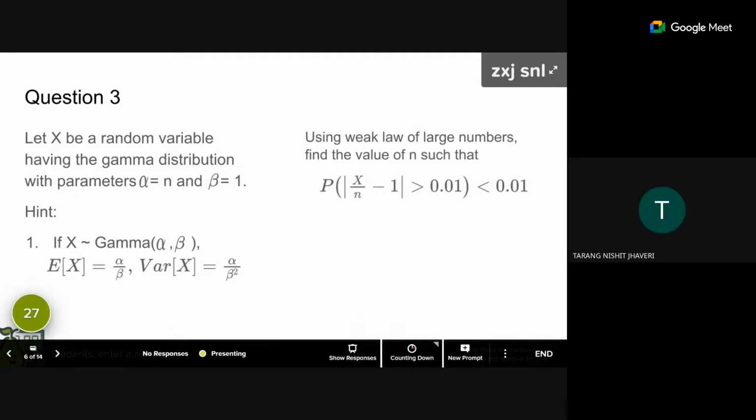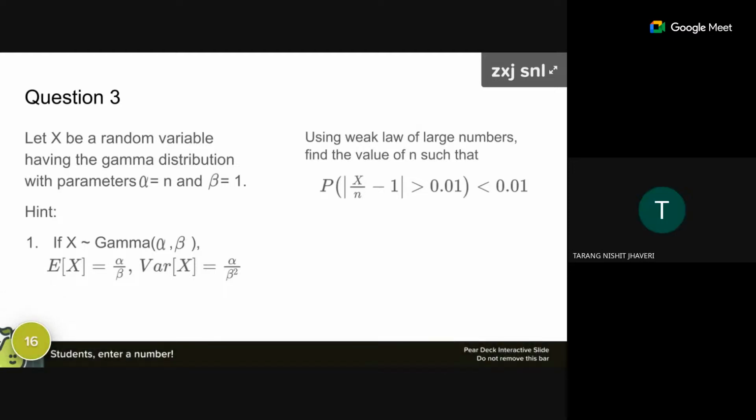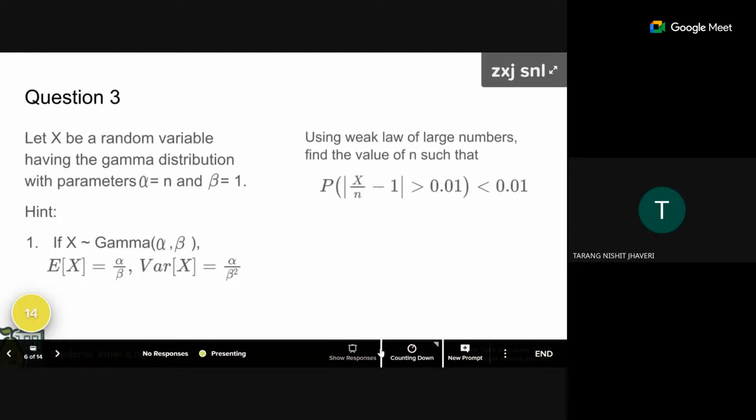So haven't you replied on the response sheet? As I can see, there is no response till now. So whatever the answer is, just put it there. We'll discuss it. Ma'am, isn't the sum of gamma distributions exponential?